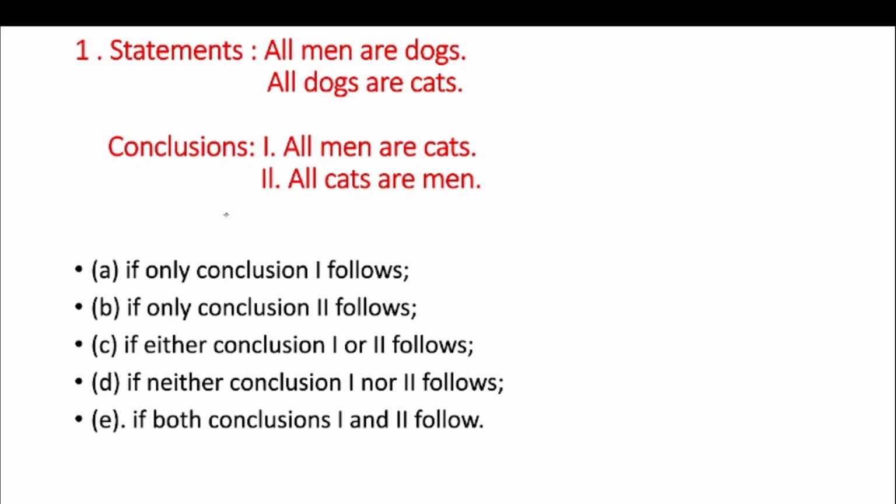So let's start with the first example. While drawing the Venn diagrams, we need to only consider the statements. The process is we'll take the statements, we'll draw the Venn diagrams, and see whether the conclusions satisfy the given statements. Then we'll choose the option based on the result we get. Okay, let's do the first question.